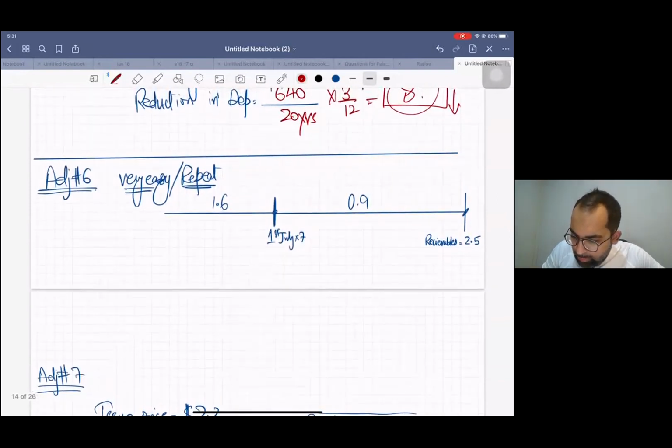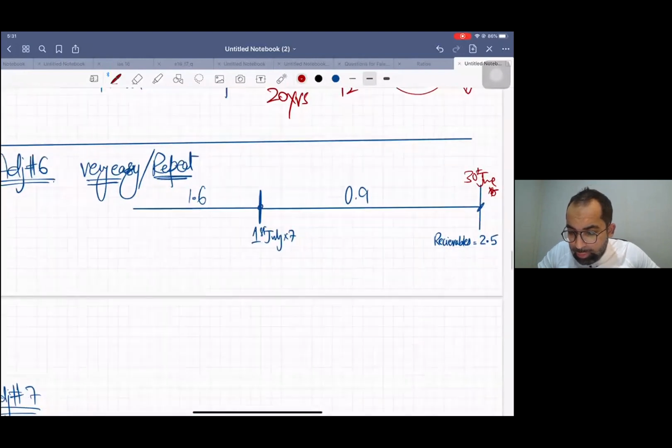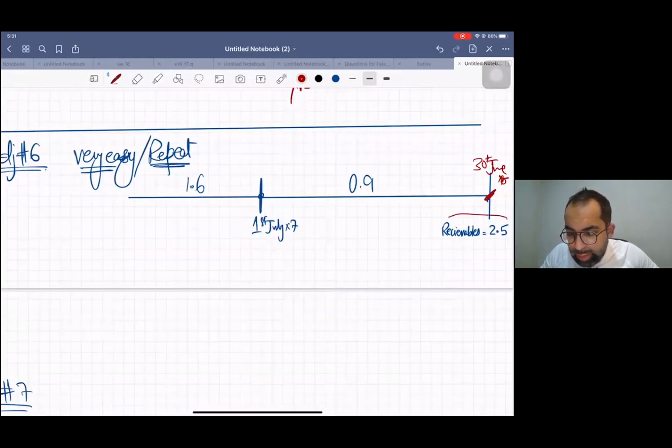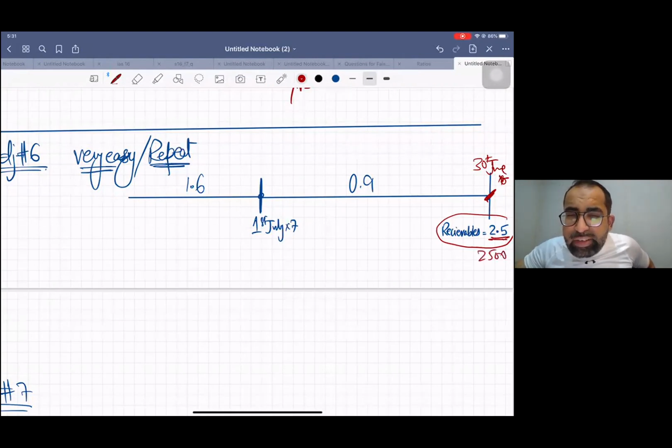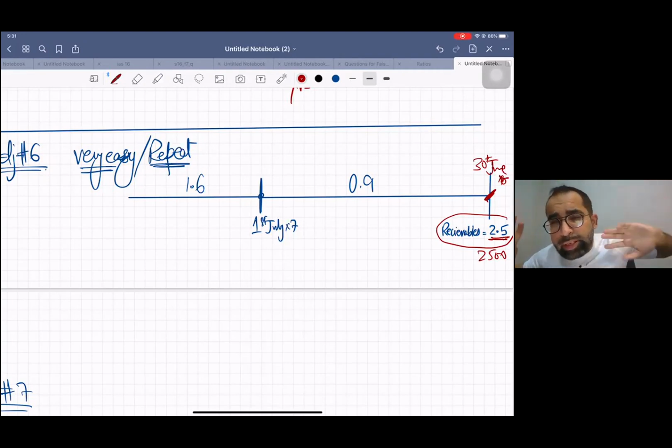Let us say this is your year ended 30th June X8. Please be active, I need your energy. It should be two-way traffic. At the end of 30th June X8, we have many trade receivables, but among them there is a trade receivable of 2.5 million, meaning 2,500. And we just got to know that our credit controller ran away to a foreign country and is lost now.